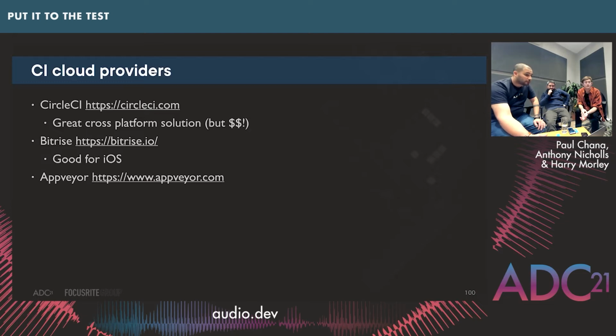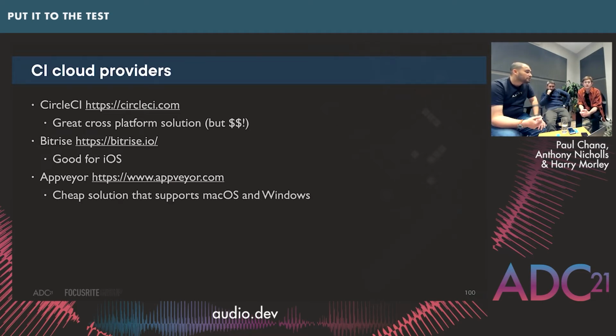Appveyor, we used Appveyor as well. It was the cheapest of all the CI providers we used. It was quite bare bones, but it did the job. We originally used it because nobody else supported Windows. That was the big feature that they gave us.